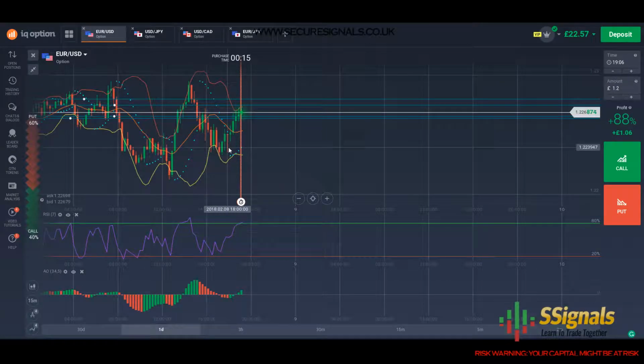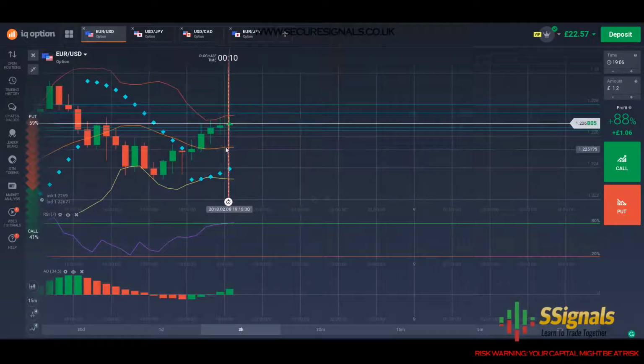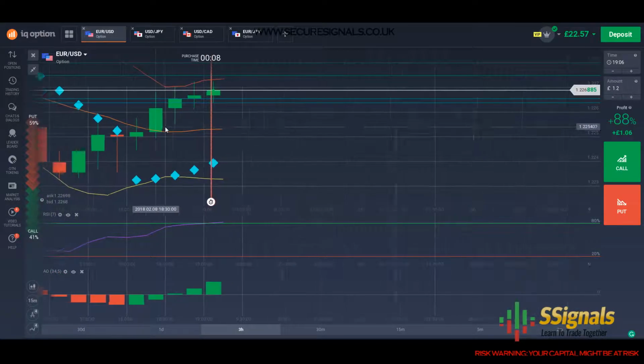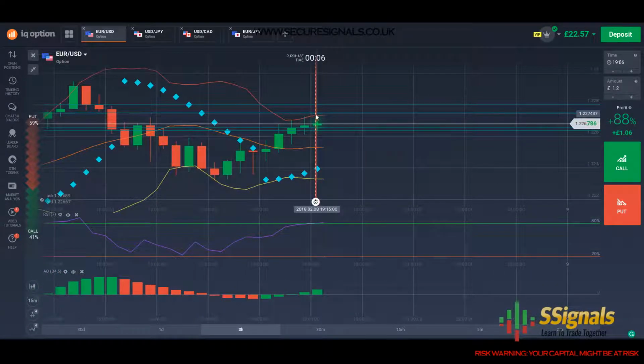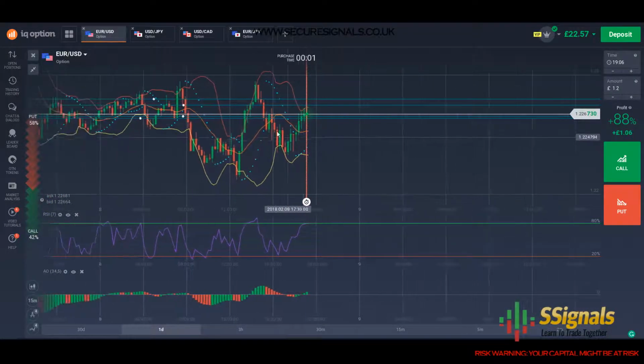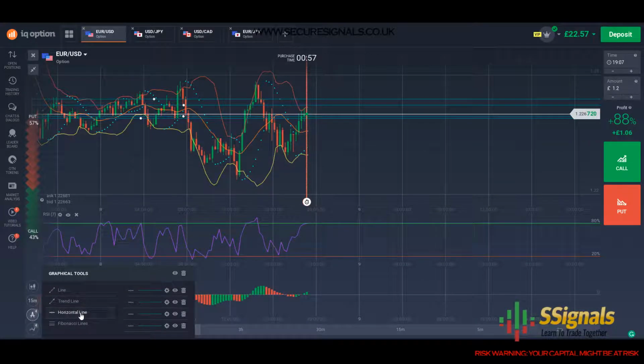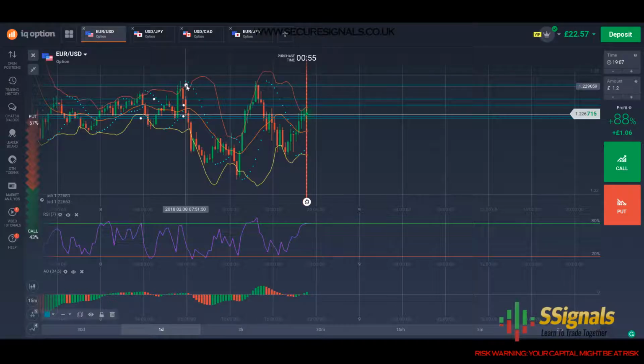Let's go into the 15 minutes. Okay, as you can see, price is in this zone. It's already reflected off this area, so we're probably going to wait for a push to the upside and look for a put. There was a double top forming here, price rejected, it's gone down, so it might retest this region.